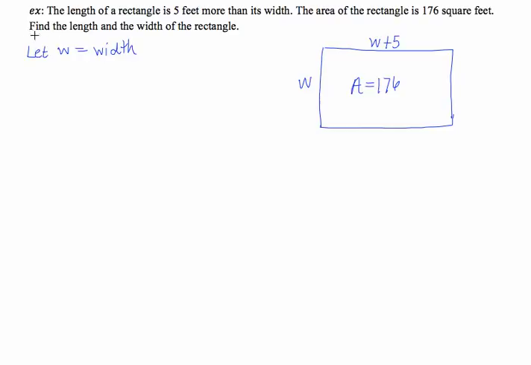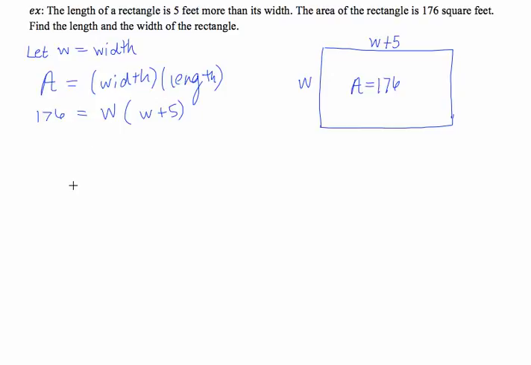All right, now we need to translate it. Well, there's really nothing left to translate. We've put the width, we've put the length, we've put the area, but we do have to set up an equation here. And of course, what's the equation that you know that relates width, length, and area? Well, the area of a rectangle is equal to the width times the length. The width here is W. The length here is W plus 5, and the area is 176. So now we have an equation that we can solve for W.